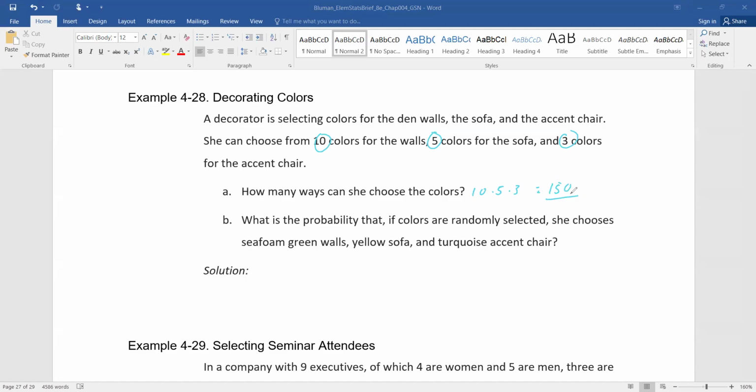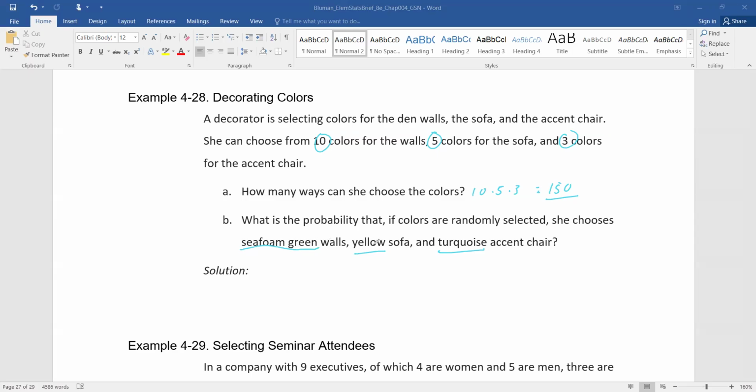Part B then says, well, what is the probability that if colors are randomly selected, she chooses seafoam green walls, yellow sofa, and turquoise chair? I have no idea how many color choices there were, other than the fact that there was 10, 5, 3. I'm going to go with, for this option here, this can only be one of the ways.